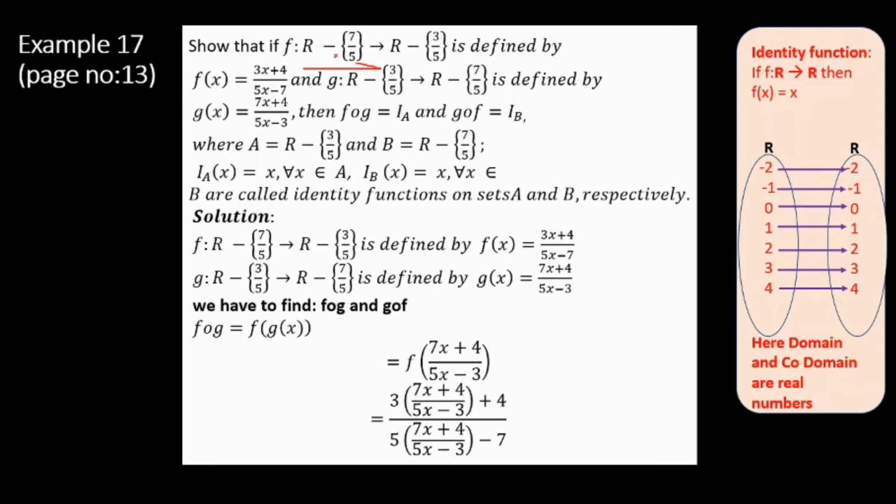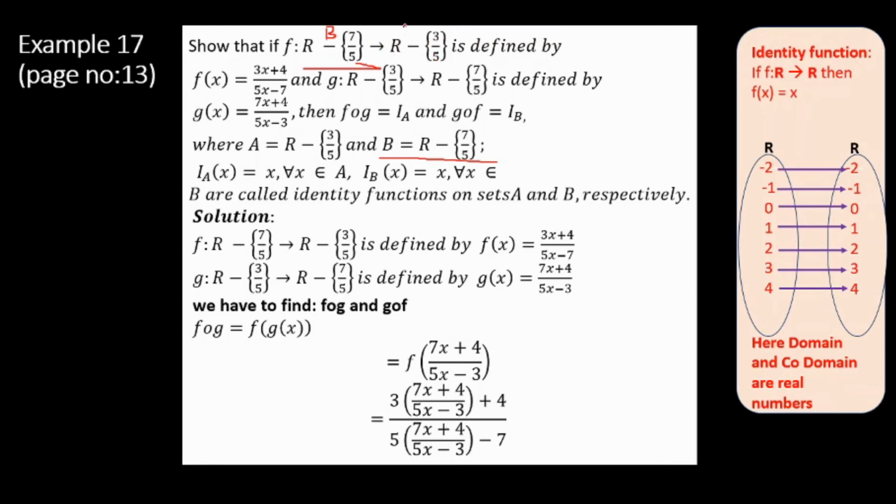R minus 7 by 5 means the set of real numbers which does not have this element. Which element? 7 by 5 is not there. Similarly, R minus 3 by 5: in this set we don't have 3 by 5, rest all numbers are there. So actually R minus 7 by 5 is our set B, okay.